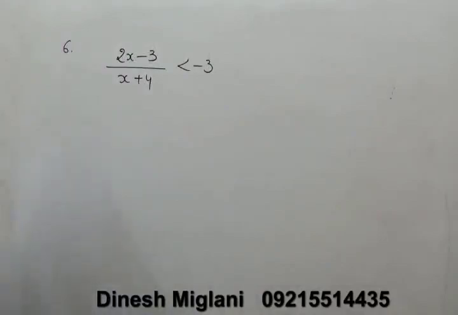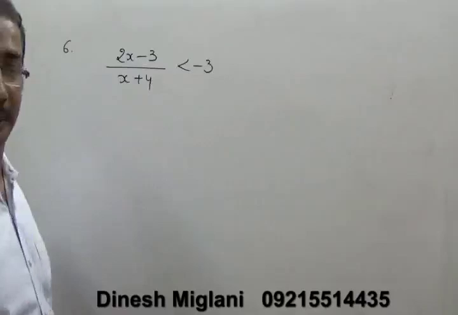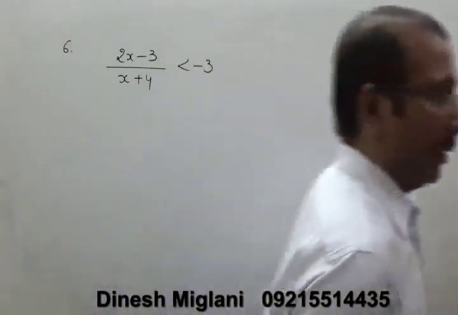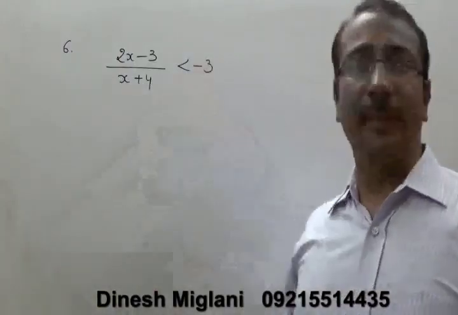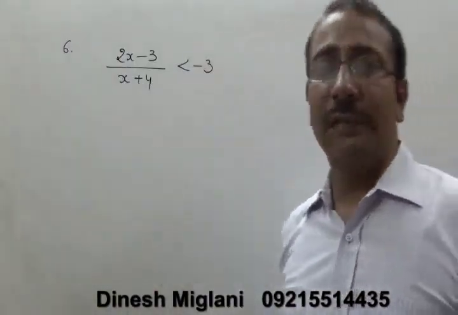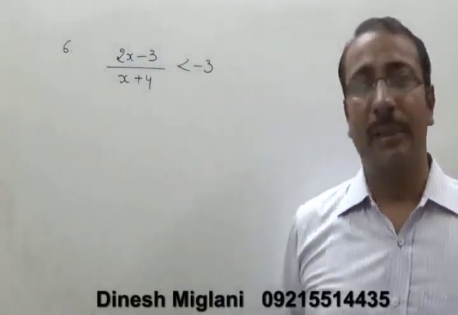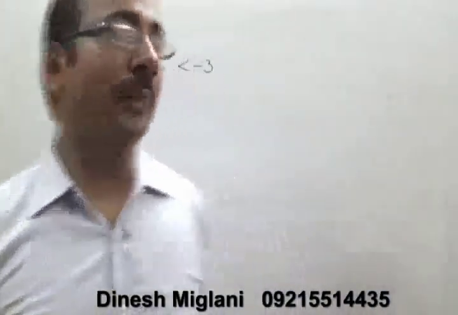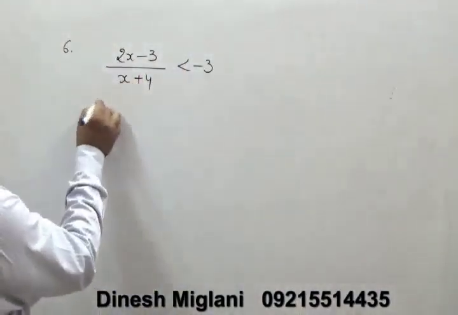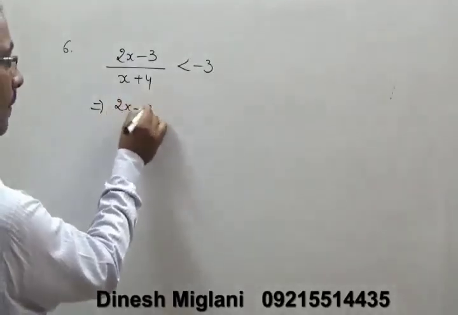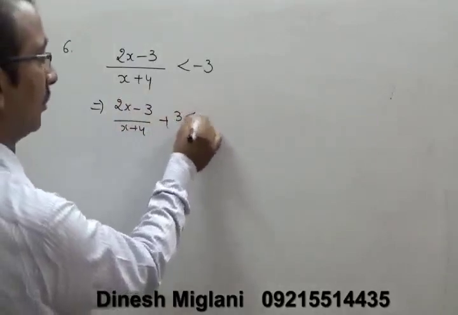Okay? Now when I try to answer it, the first thing I have to take care of is that I cannot directly multiply. Because in case of inequality, if this is positive, in that case we can multiply. But here, we cannot say whether x plus 4 is positive or negative. That means I cannot directly multiply. So first of all bring this 3 here, to make it (2x minus 3) upon (x plus 4) plus 3 is less than 0.